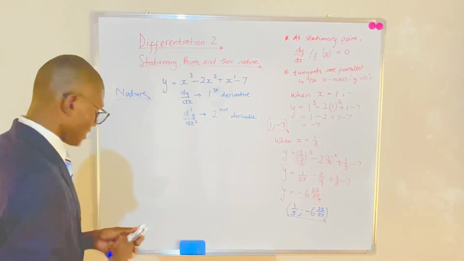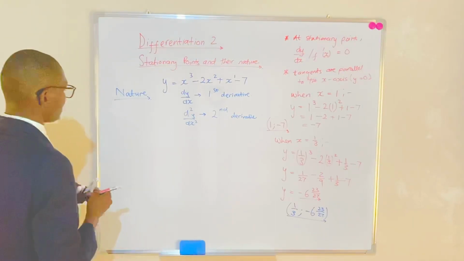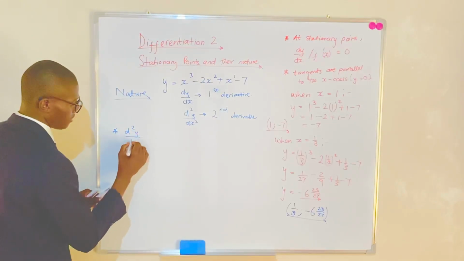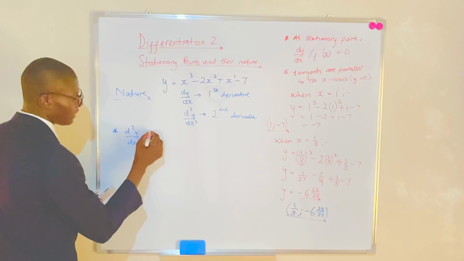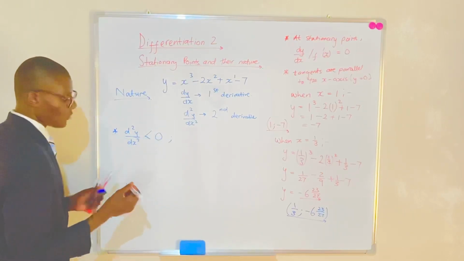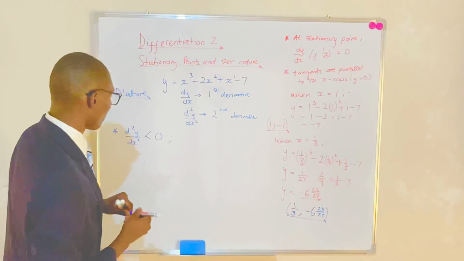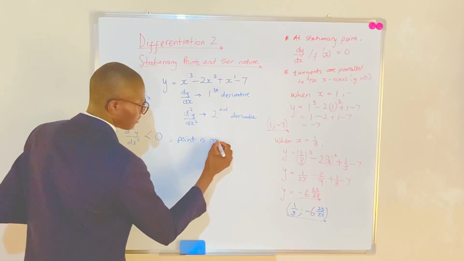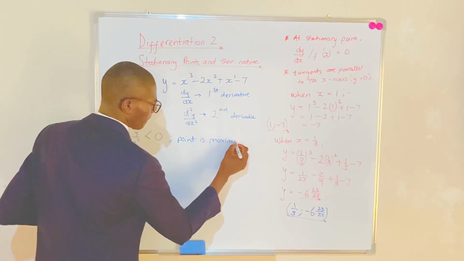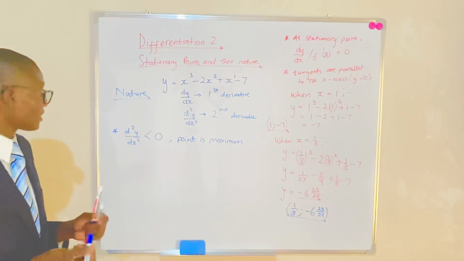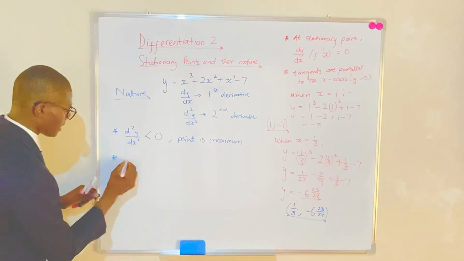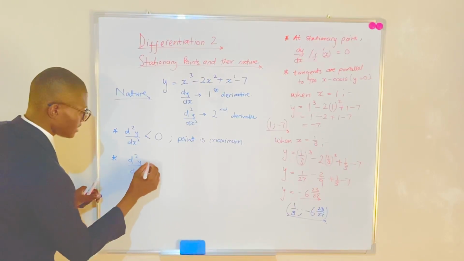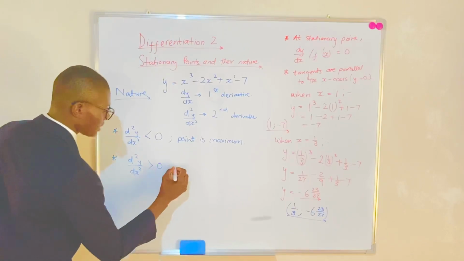So the first condition is that when the value of d squared y by dx squared is less than 0, we say that the point is a maximum point. This is the first condition. The second condition, we say that when the value of d squared y by dx squared is greater than 0, we say that point is minimum.